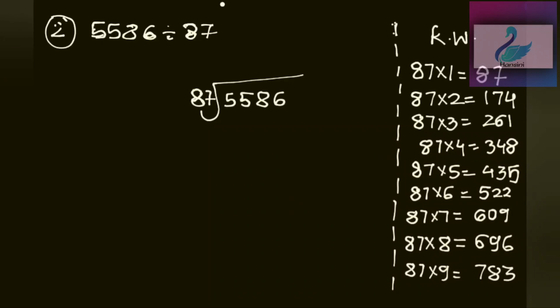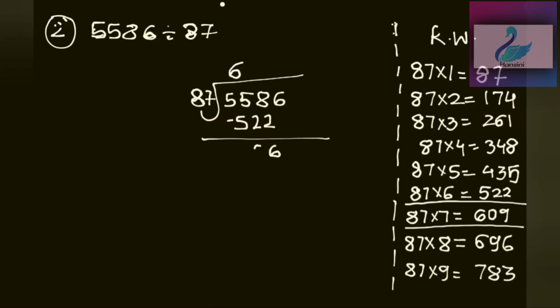Now search for 558 in the 87's table. So 609 is the upper limit. So we will take 87 sixes is 522 as 609 is greater than 558. So in the quotient's place I have written 6 and I have subtracted 522 from 558. So I get the answer as 36.